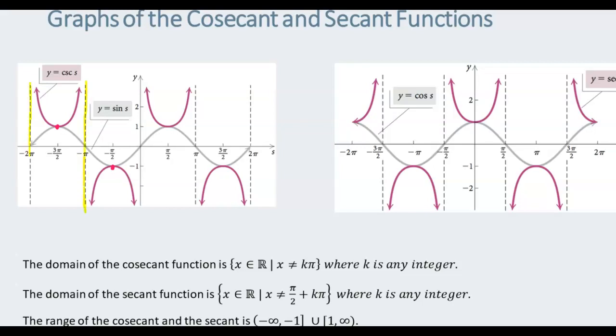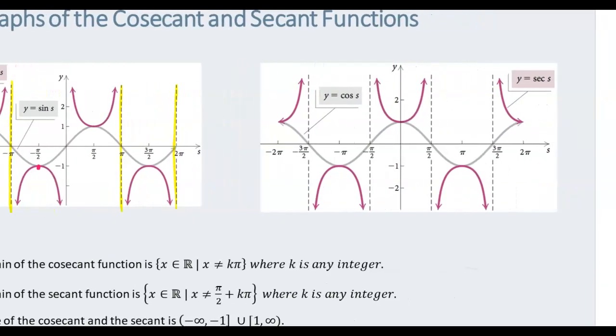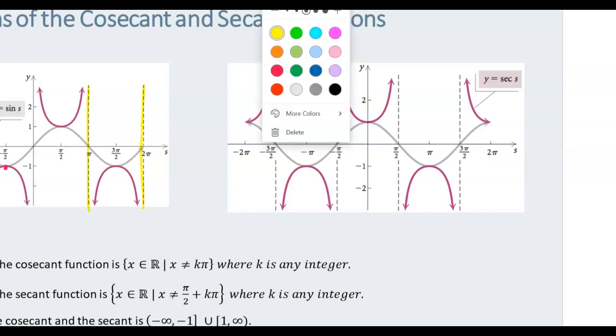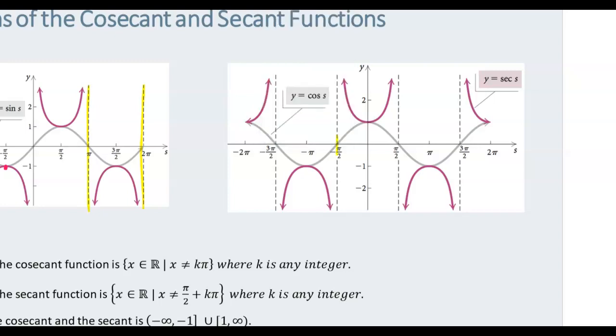Because when the sine is equal to 0, when we take that reciprocal, we get something that's undefined. We can't have 0 in the denominator. Similarly for cosine, the cosine graph here is just written as a guide to show us where the secant graph falls. And wherever the cosine is equal to 0, that's where we end up with an asymptote for the secant graph.